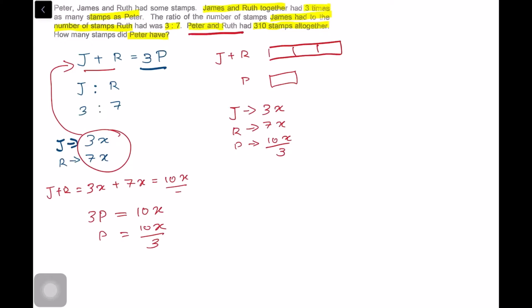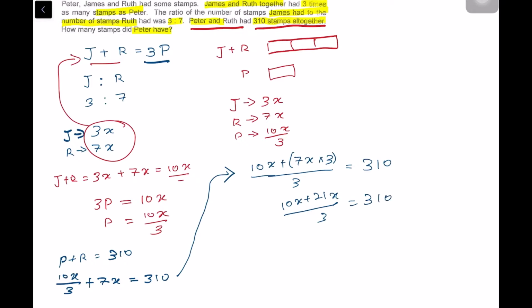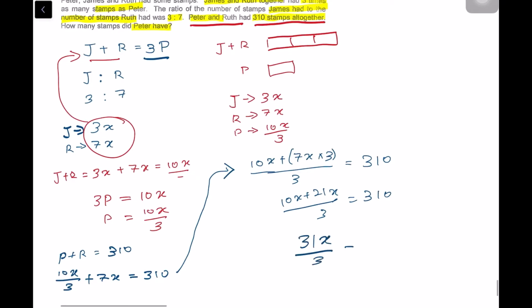Now Peter and Ruth had 310 stamps altogether. So Peter plus Ruth had 310 stamps altogether. Peter has 10x by 3 stamps and Ruth has 7x stamps. This gives us 310. So if we simplify this as one single fraction, we get 10x plus 7x times 3, whole divided by 3, equals 310. So 10x plus 21x over 3 equals 310. So 31x by 3 is equal to 310.